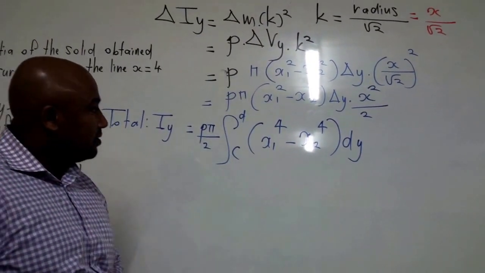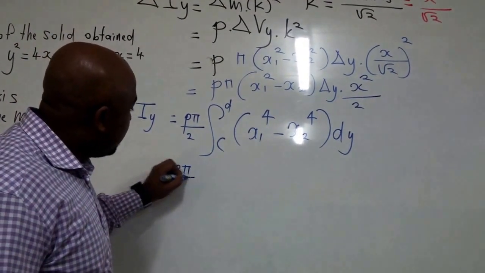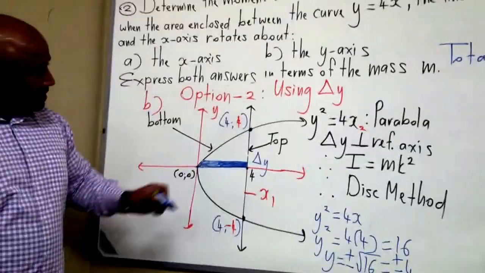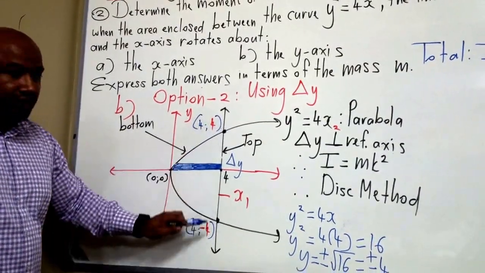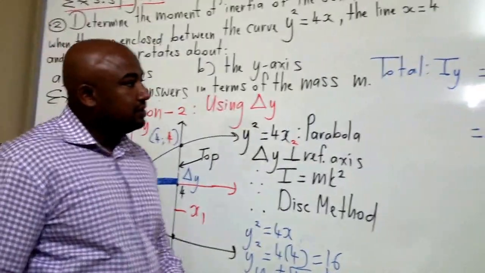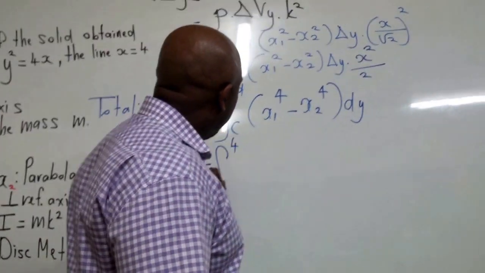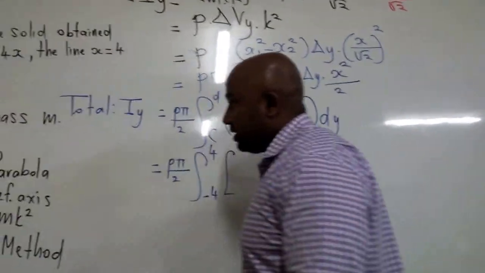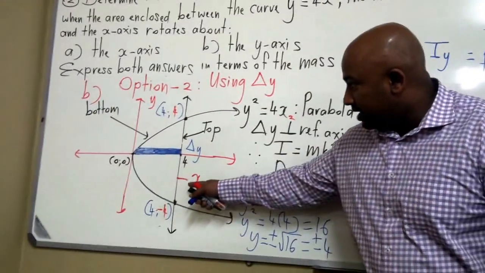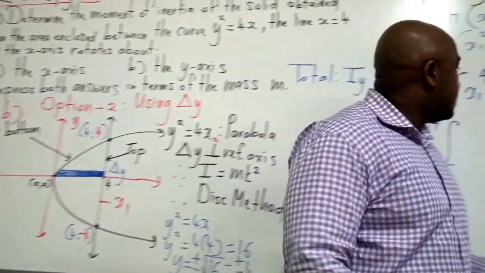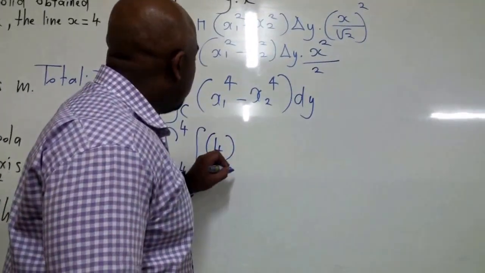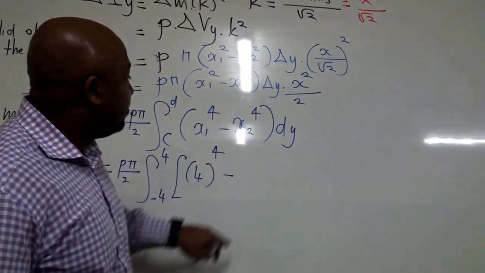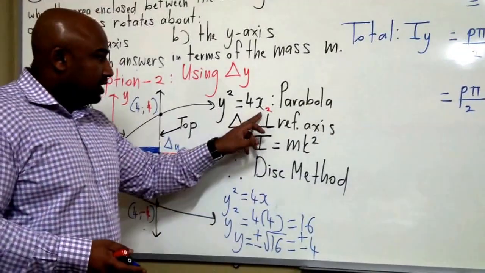Okay, now let's substitute. We have p pi over 2. What are the y values that we are dealing with here? We are dealing with a positive 4 and a negative 4. Can you see that? So that will be 4 and minus 4. What is my x1? What did I call x1? x1 is 4. So this is going to be 4 to the power 4, minus x2 to the power 4. Where is x2? There's x2 here.